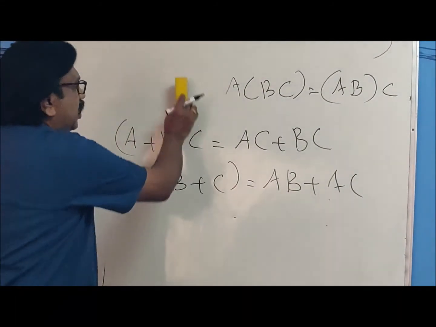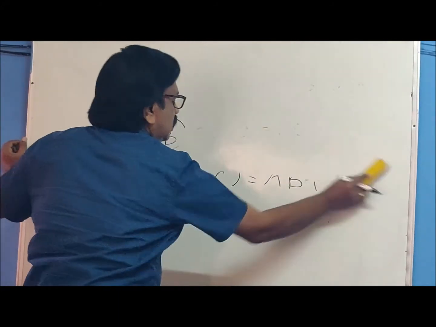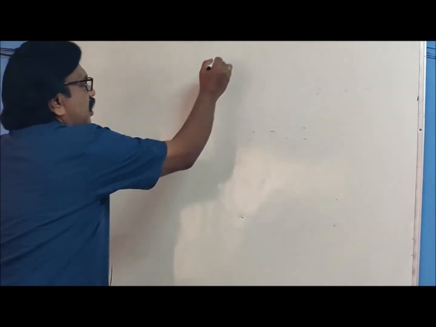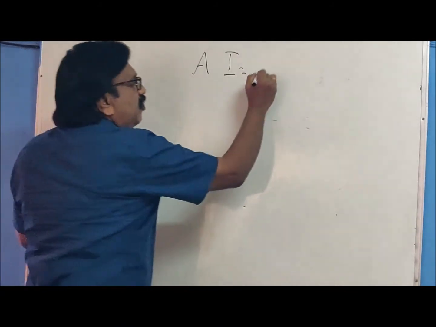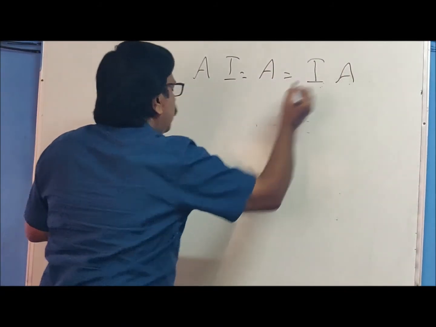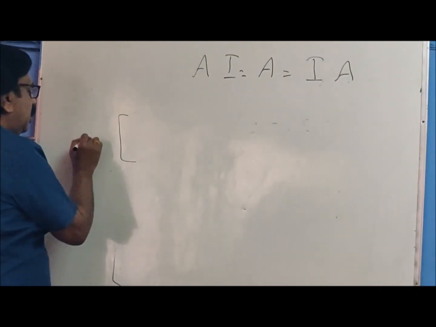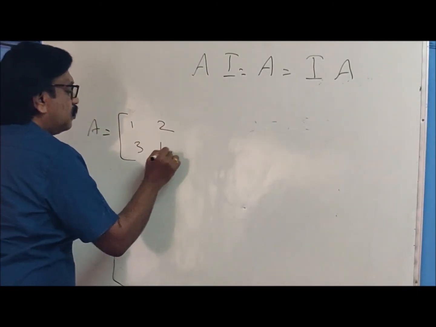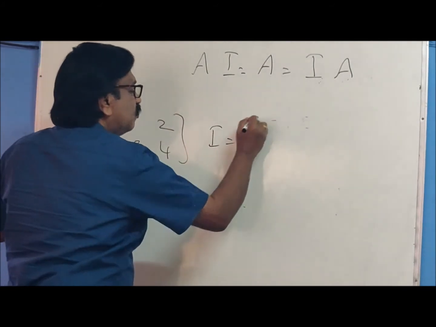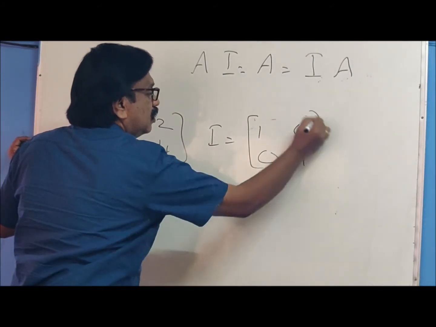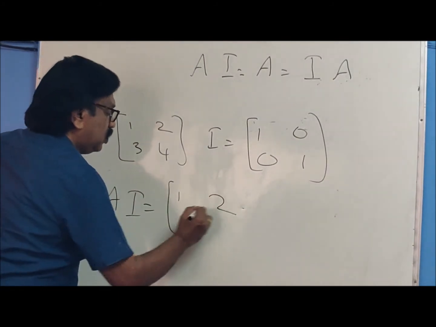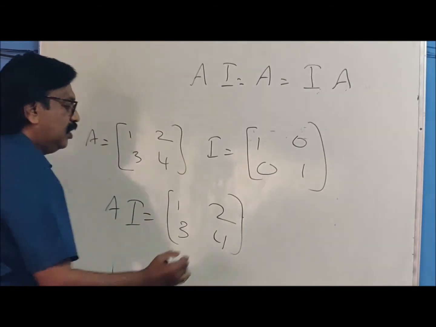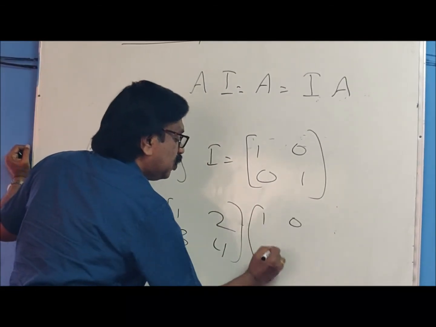Another important thing: if I is the identity matrix, remember identity matrix I. If you multiply any matrix with the identity matrix, then we will get the same matrix as the answer. For example, suppose A equals 1, 2, 3, 4 and I is the matrix of the corresponding order, 1, 0, 0, 1. Then what is A into I? That is matrix 1, 2, 3, 4 into 1, 0, 0, 1.